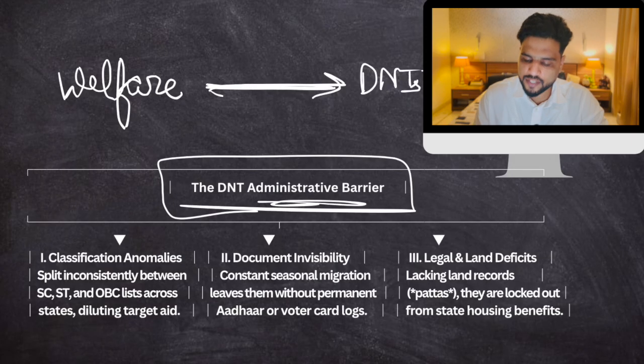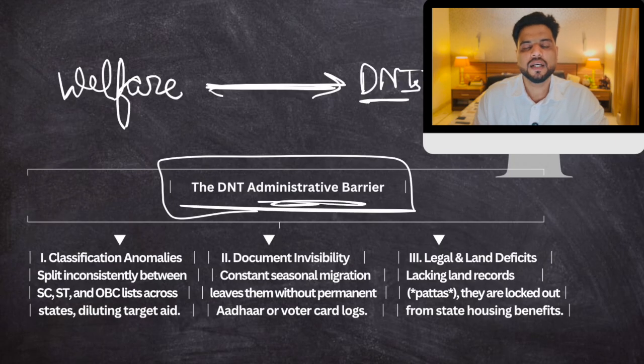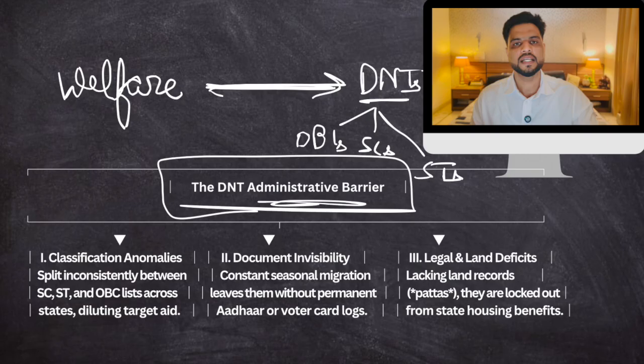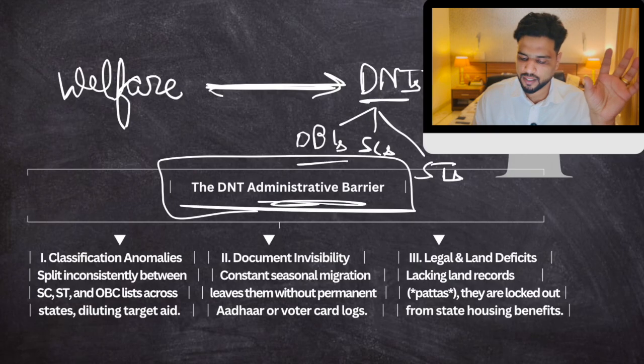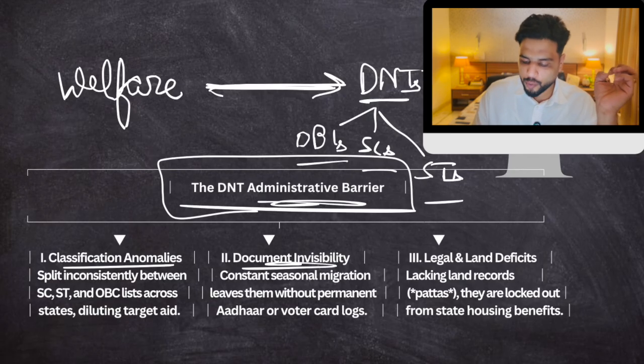This bridge is very difficult. Why is it difficult to give them welfare? First of all, some of these denotified tribes are classified as OBCs, some are SCs, some are classified as STs. Different communities, different groups have different schemes. So first is classification anomaly. Okay. The other is document invisibility.